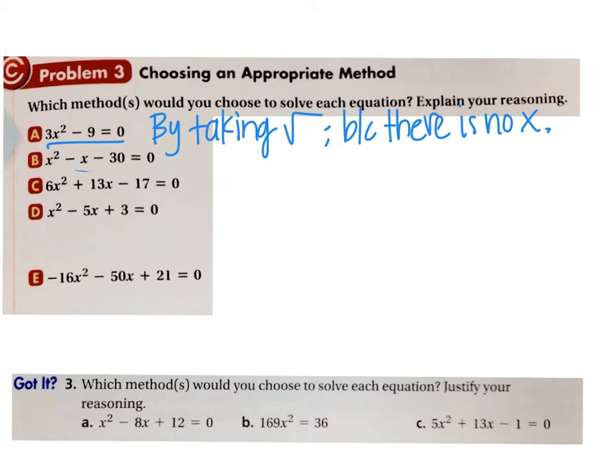All right, if you'll look at B, now you kind of have to be able to look at something and tell if you can factor it. And for a quadratic trinomial like this, you want to be able to multiply and get 30 and subtract and get 1. Well, you can do negative 6 and 5. So this one's easily factorable, so the best way to do this one is by factoring. And the reason why is because it's easily factorable.